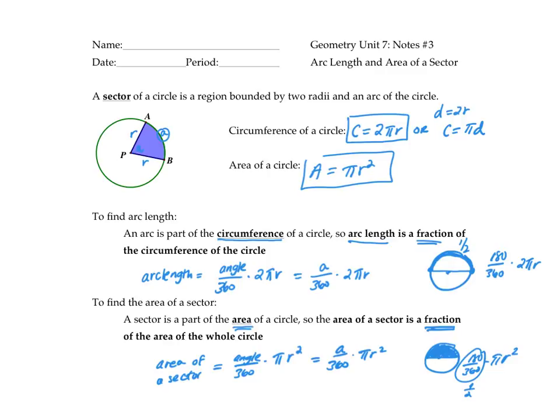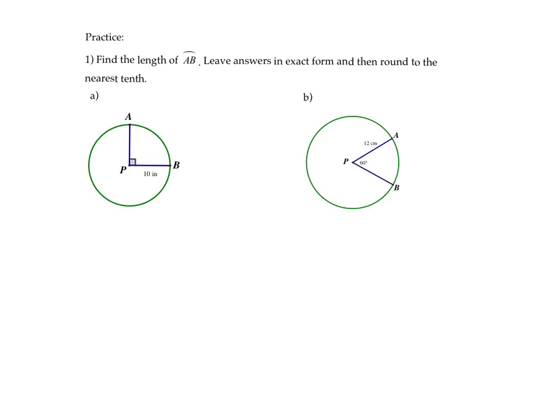Okay, let's practice some. I've created a few questions that work out pretty nicely, and by that I mean that the fractions that you get aren't too crazy. For instance, in part A, first of all, the directions say, find the length of arc AB. Leave answers in exact form, and then round to the nearest tenth. Exact form means that there's going to be pi in your answer. Round to the nearest tenth means that you want to round to 1 decimal place.